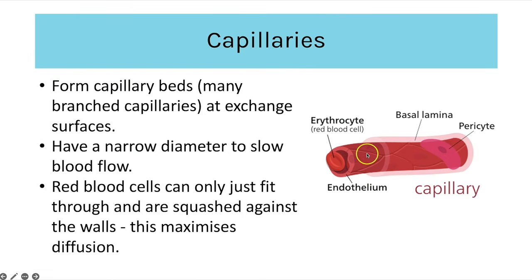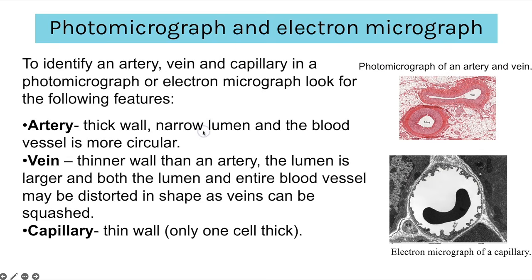So here we can see the capillary in more detail, that single layer of cells making that endothelium, and they form capillary beds, so networks of capillaries where you have many of them branching, and that would be at exchange surfaces. So for example, surrounding the villi in the small intestines and surrounding the alveoli in the lungs. They have a narrow diameter, and the advantage of this is it slows down the blood flow because they're just wide enough for red blood cells to fit through. And because that then slows down the blood flow, that means there's more time for exchange, such as diffusion, to occur.